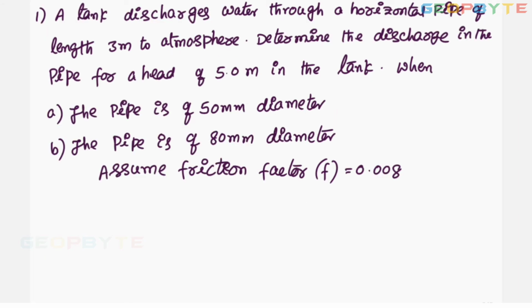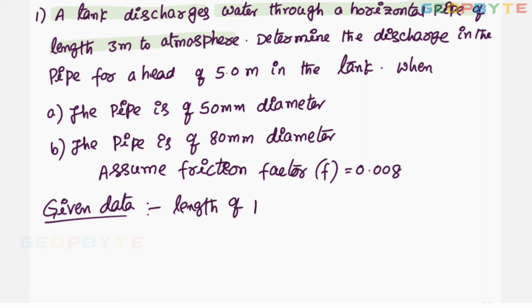Look at the problem. A tank discharges water through a horizontal pipe of length 3 meters to atmosphere. Given data: length of the pipe, L, is equal to 3 meters. Determine the discharge in the pipe for a head of 5 meters. You are asked to find the discharge.